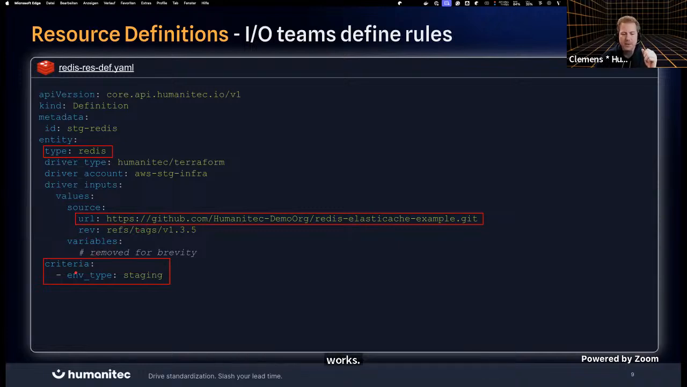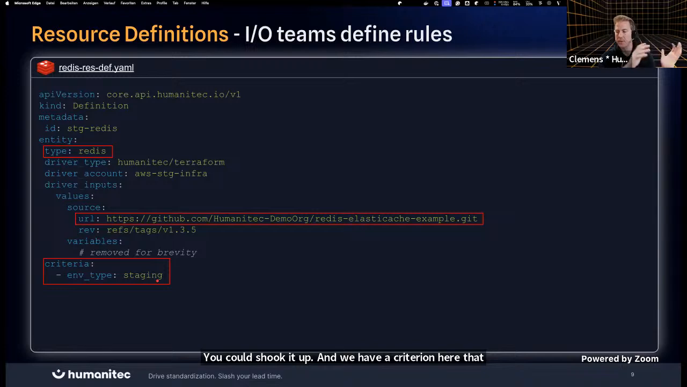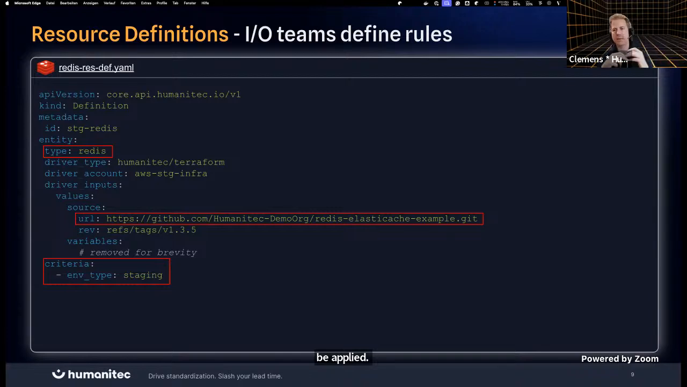And we have a criterion here that the environment type must be staging. So if I have different environments, I know if I'm going to staging, this is the Redis definition that should be applied. That might lead to the fact that in development, I have a widely different Redis than in production. Yeah? All right. So let's see how this clicks together.